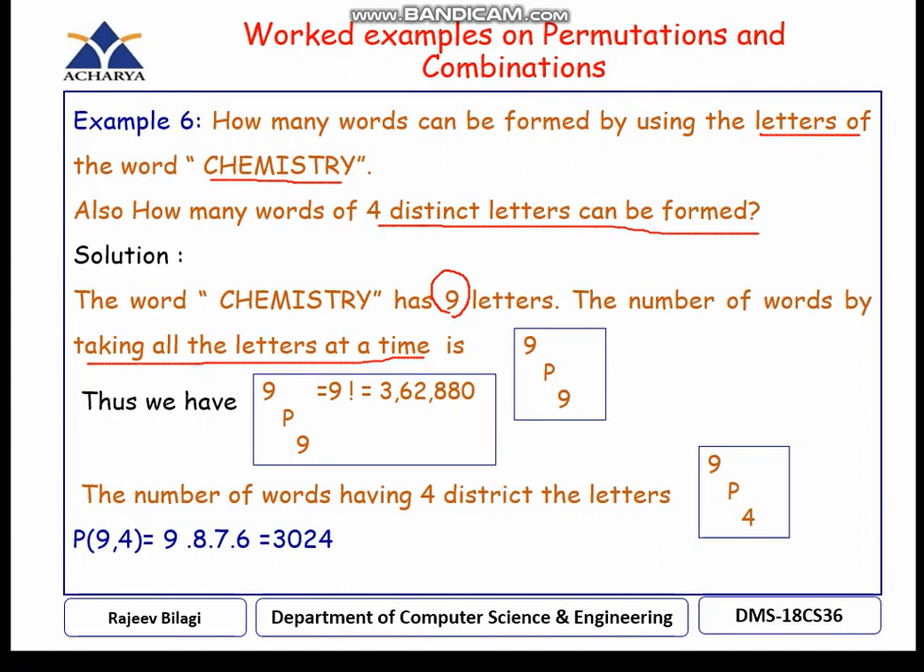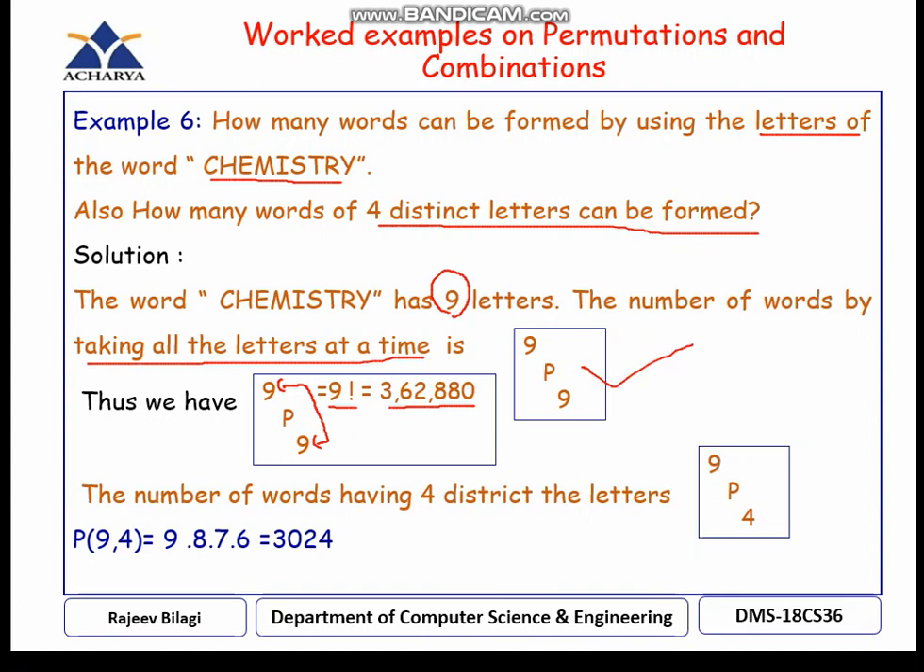So if you look at this, it will be 9P9, which is equal to 9 factorial. If you apply the formula also, 9 factorial divided by (9 - 9) factorial, which is 0 factorial, so it is 9 factorial. If you find this, you will have 3 lakhs 62,880. So that is represented as 9P9.